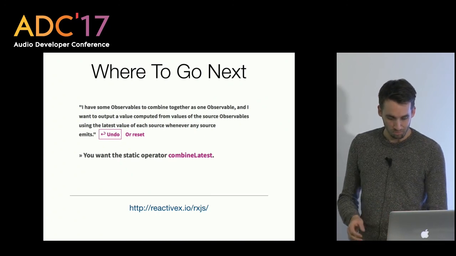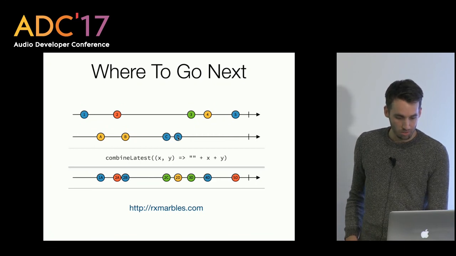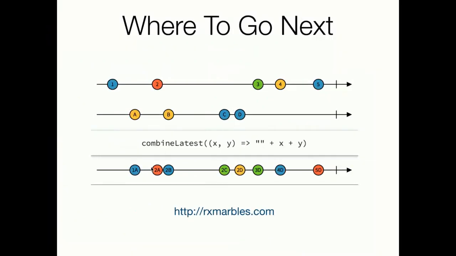So that's really handy when you're starting out and trying to find the right operator for the job. And another good website is RX Marbles. It shows you basically two observables and the resulting observable, and you can drag around the values and it shows you what will happen.